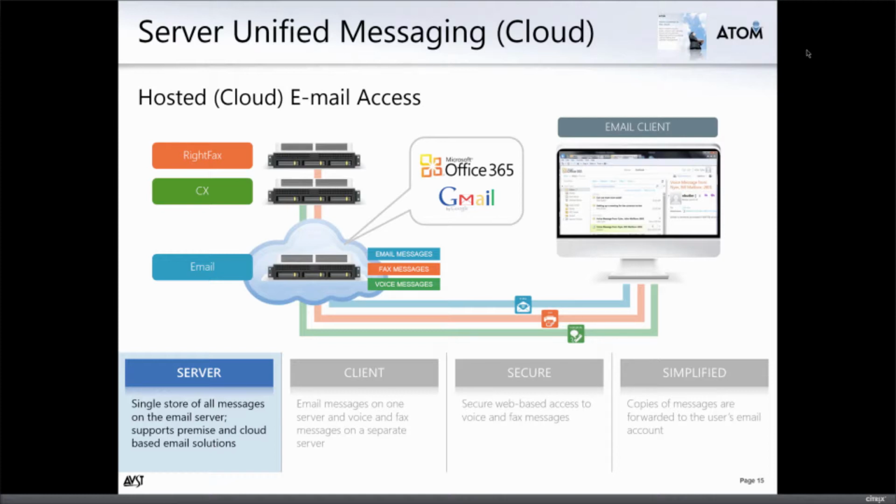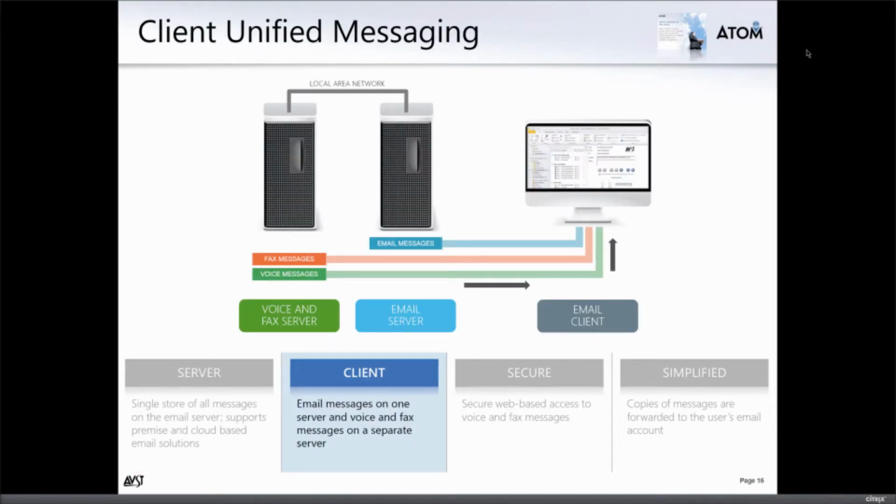Now, if you're not comfortable storing the messages on the email server or in email for whatever disclosure type reasons that you think apply to you, then we also can set up a user for what's called client-based unified messaging. With client-based unified messaging, the messages stay on CX, the email messages stay on the email server, and the email client is configured with two inboxes. One inbox basically shows your email messages, just like it does now, and the second inbox would show your voice messages and your fax messages.